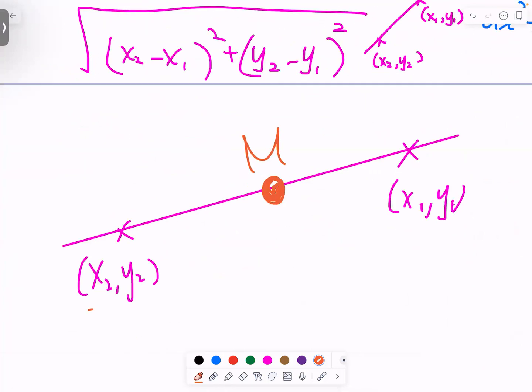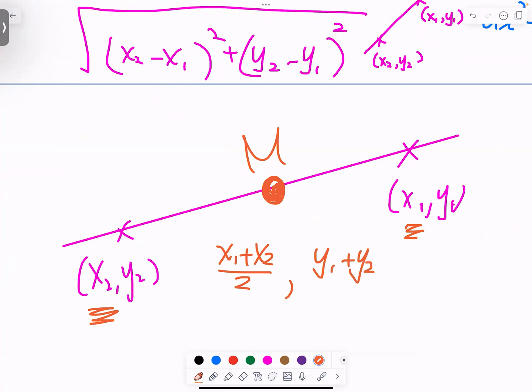Midpoint is basically add up these two, divide by 2, and then for the y as well, add up those 2 and divide by 2. So it's x1 plus x2 divided by 2, y1 plus y2 divided by 2.